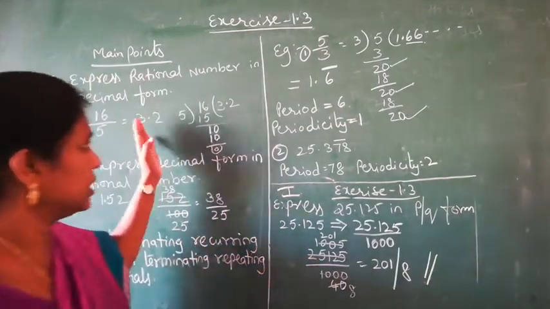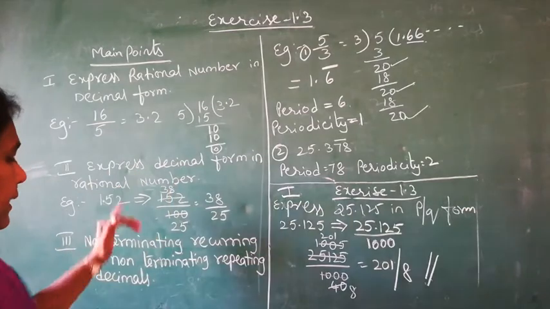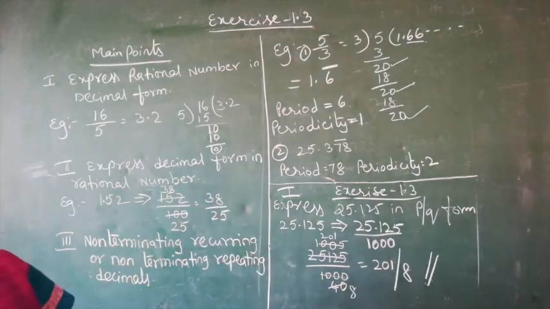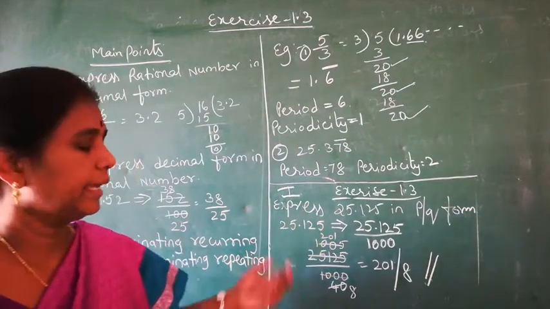Now there are 3 types: one is rational to decimal, decimal to rational, and non-terminating recurring decimal. With the help of these points, we have to do the 1.3 exercise.